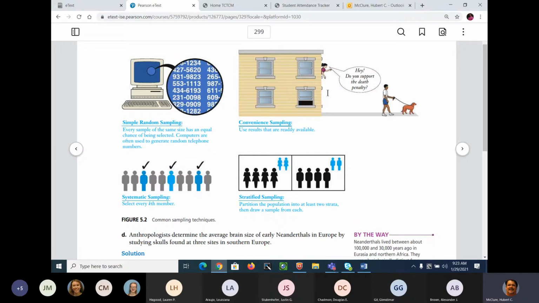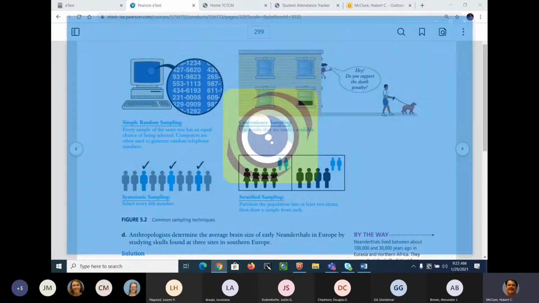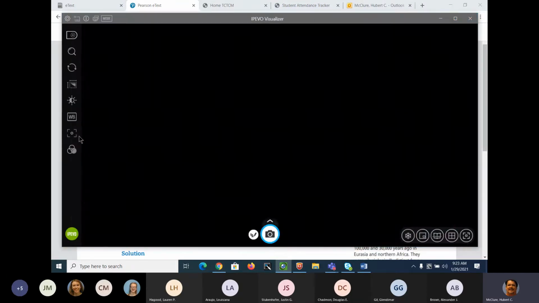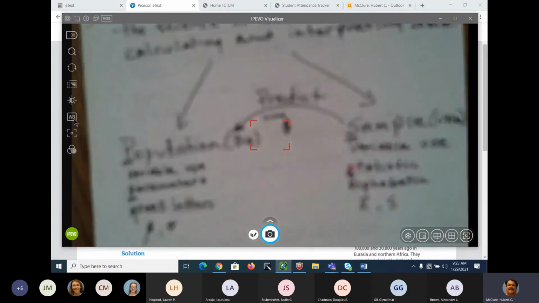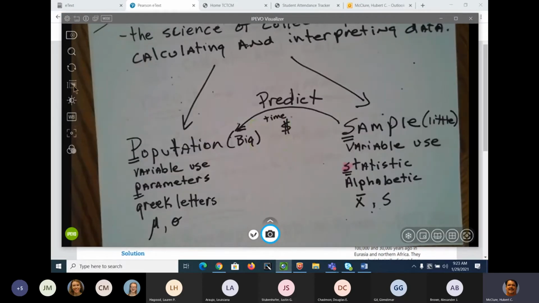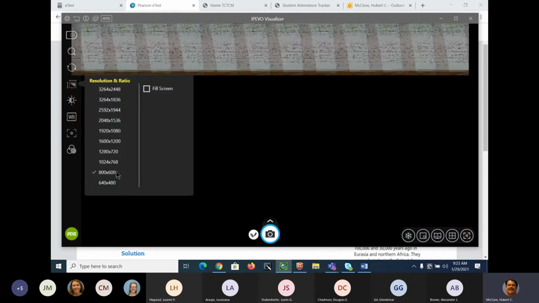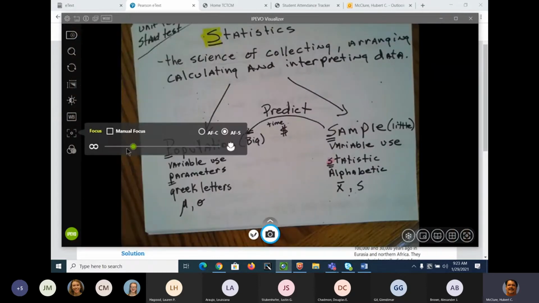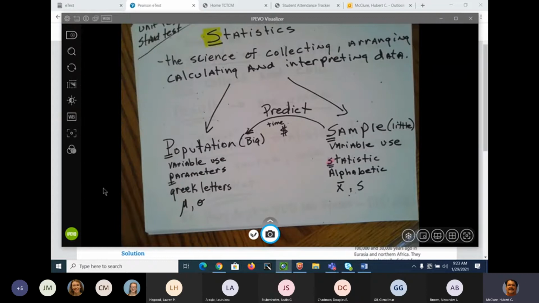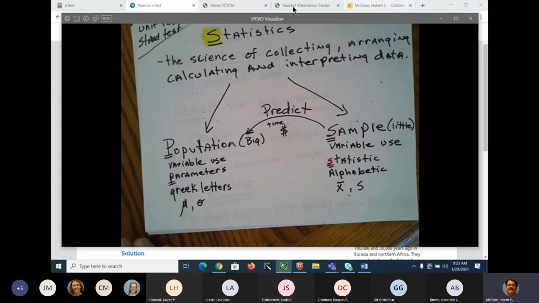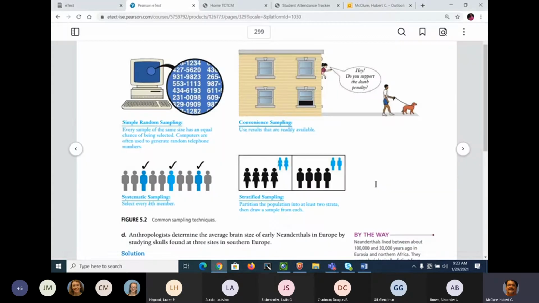Convenience sample is the least accurate. It's the most convenient, but it's the least accurate. So make sure you write that down because it can be, like I said, the best for you, but it's not that accurate. All right, so just please write that down. And I don't really care about stratified, but stratified is basically grouping.